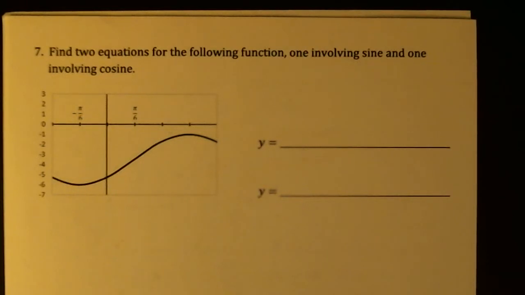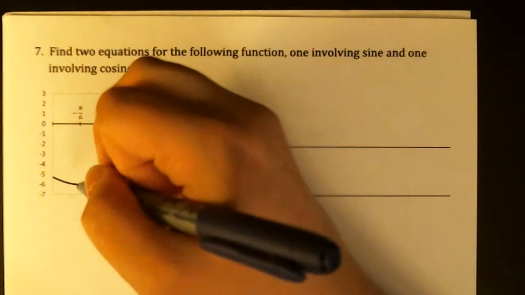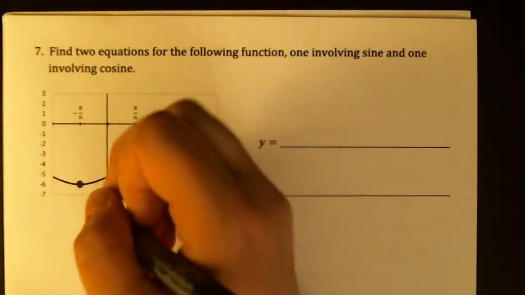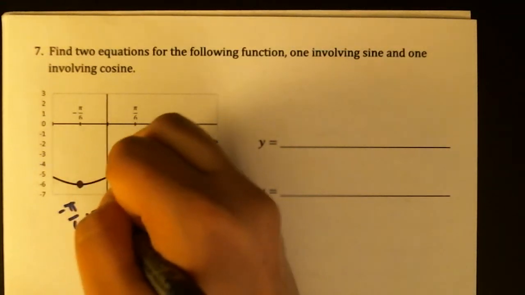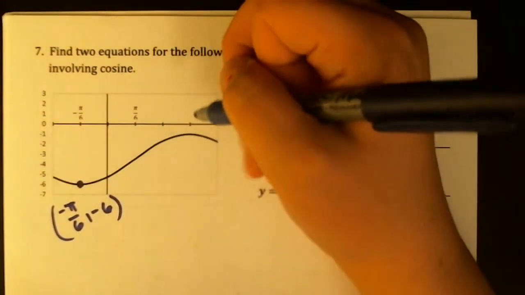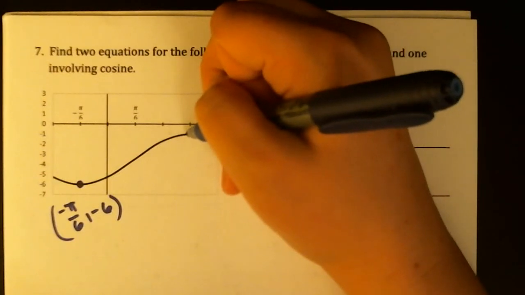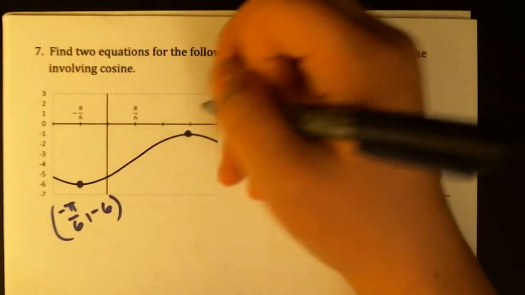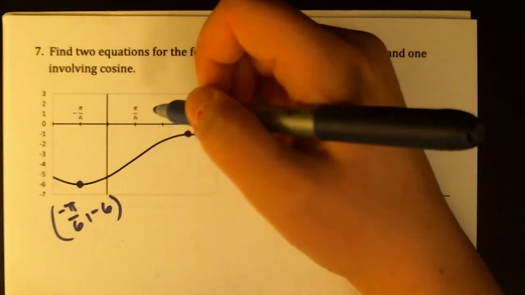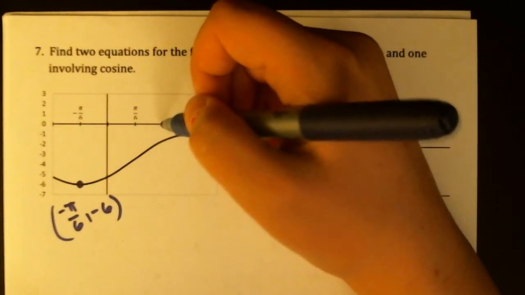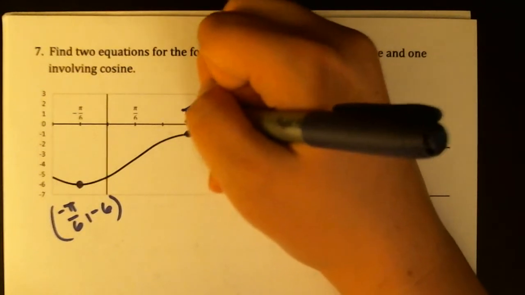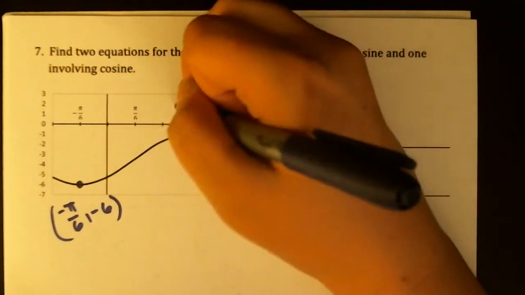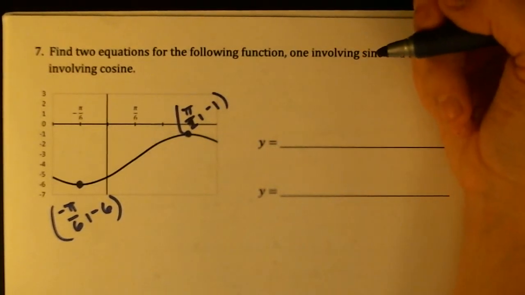We are given just a little bit of information. My grid didn't copy very well, but what we're supposed to be able to see here is that we have a minimum at negative pi over 6, negative 6. And then we have a maximum at, let's see, we'll have to count them out. That's pi over 6, 2 pi over 6, 3 pi over 6. So this is pi over 2, negative 1. Okay, so we know where one maximum and one minimum are.